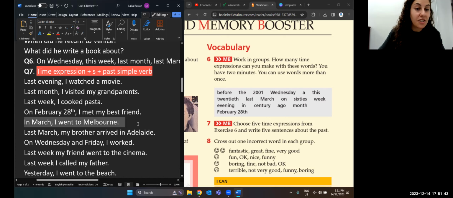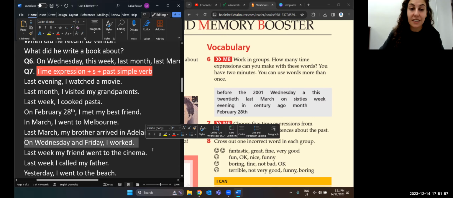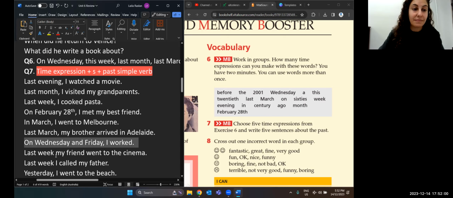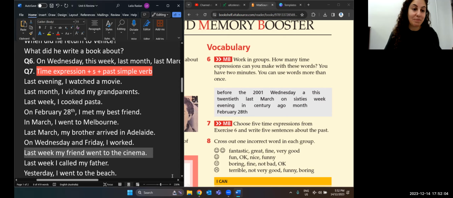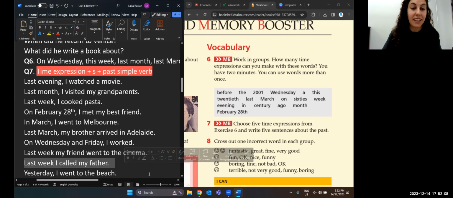In March, you can just say the month. I went to Melbourne. Or this March means like this past March. Last March, my brother arrived in Adelaide. On Wednesday and Friday, I worked. Last week, my friend went to the cinema. Last week, I called my father.